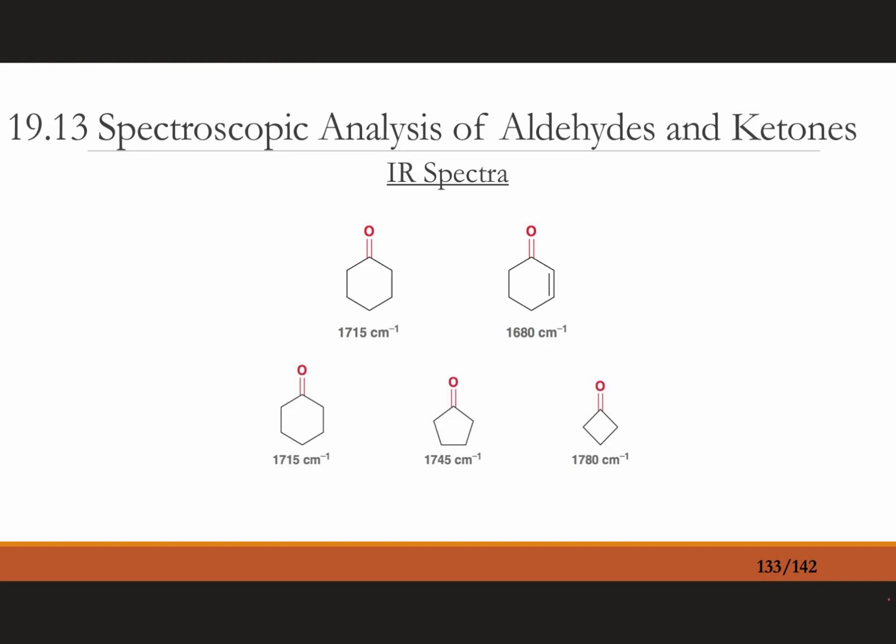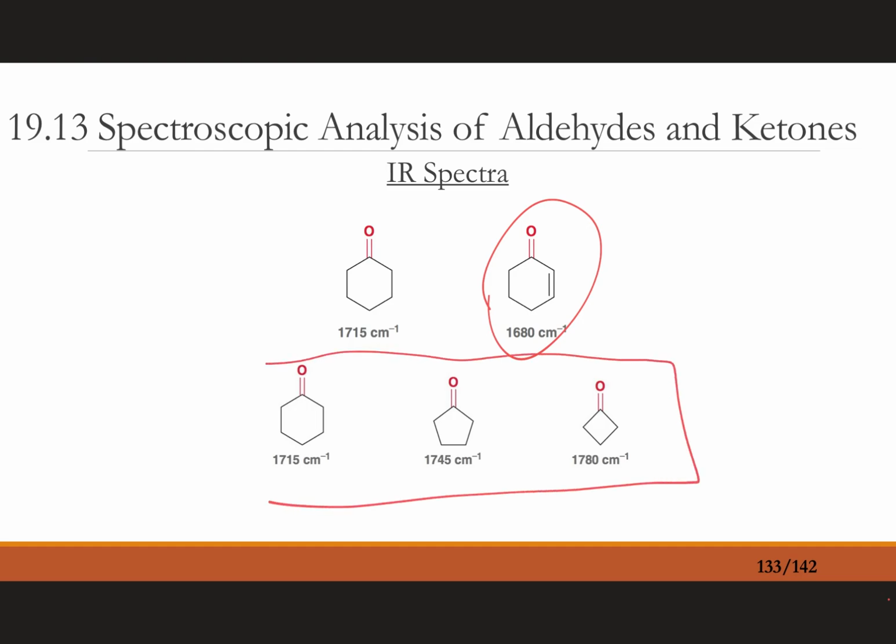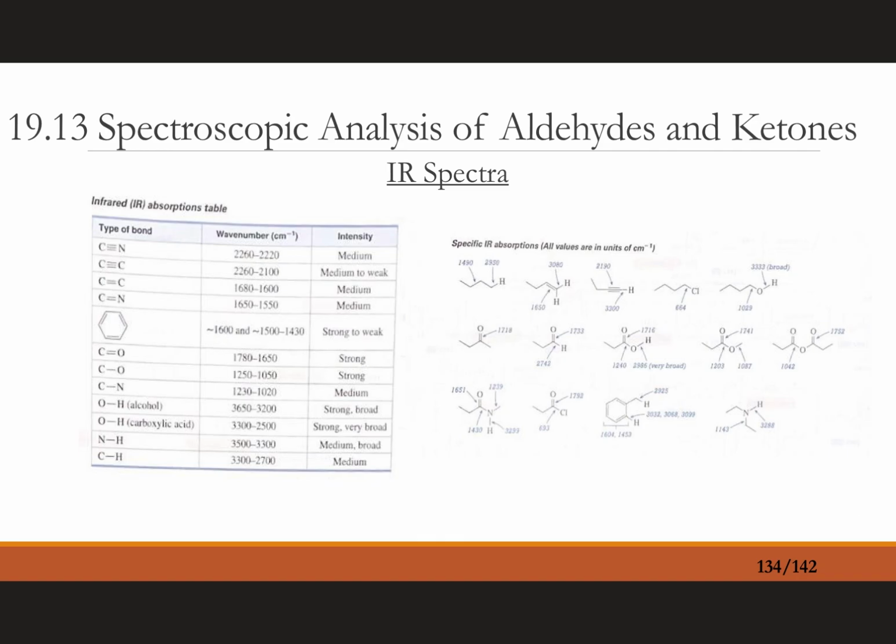Section 13 is spectroscopic analysis of aldehydes and ketones. So here's just some information that you should, I don't want to say memorize, but maybe do your best to try to memorize it. But you have in cyclohexanone, the carbon-oxygen double bond has a peak at 1715, whereas one that's got conjugation with it is 1680, so a little bit lower frequency. And then you have the comparison here between cyclohexanone, cyclopentanone, and cyclobutanone. You see the number is increasing as it gets smaller, meaning it takes more energy to vibrate that bond, giving you different peaks.